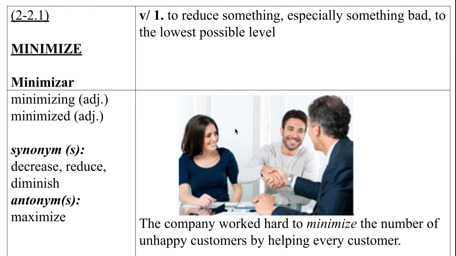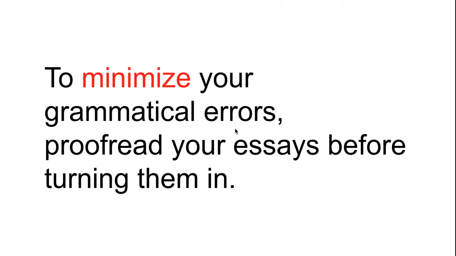So another example with this is here, actually. This is the sentence that we're doing for English class, and this is another good example with definition 1. It is to minimize your grammatical errors. Proofread your essays before turning them in. And so, minimize means you want it as small as possible. You want as few as possible grammatical errors. If you could, you would have 0, right? That's your goal. You want to make it as perfect as you can. Do not have lots of mistakes.